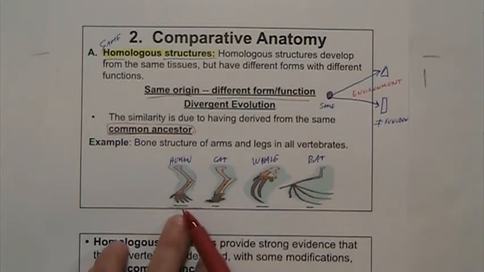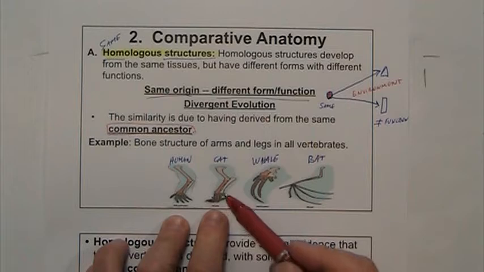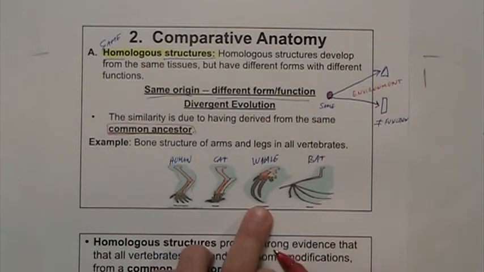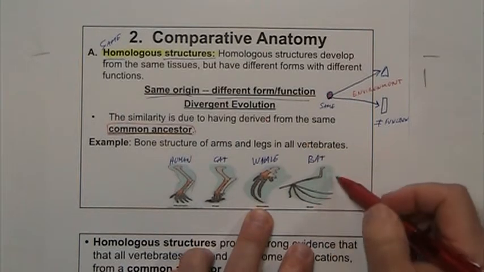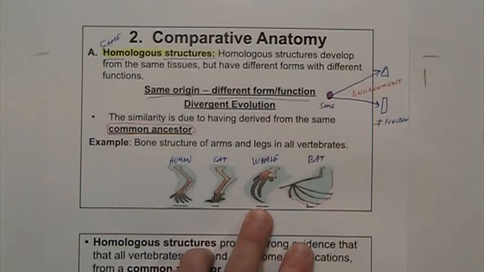In humans, we use it as an arm. Cats walk on them. Whales use it as flippers to swim. And bats use their arms to fly. This is actually the connection made by the membranes of the wing.